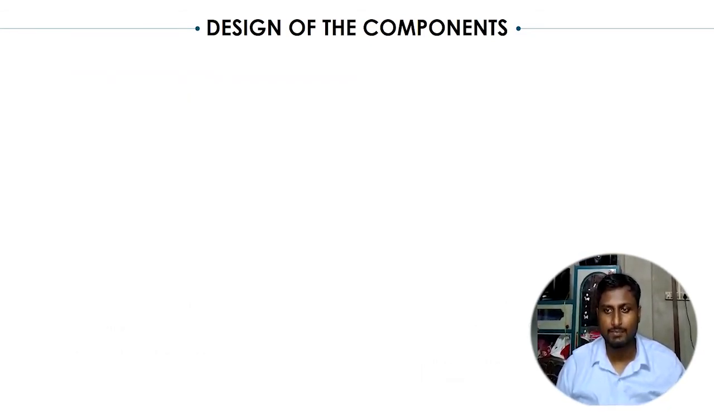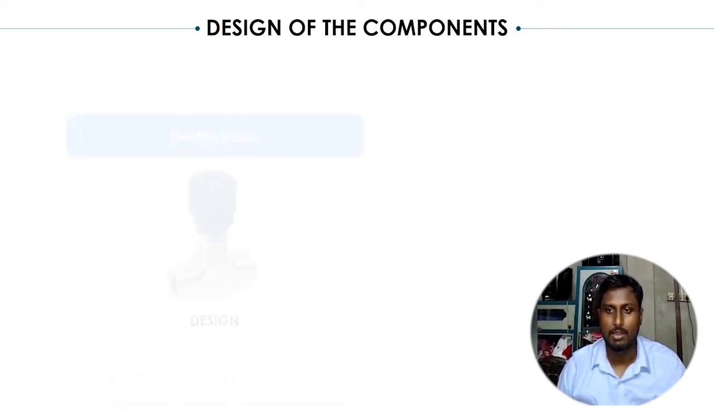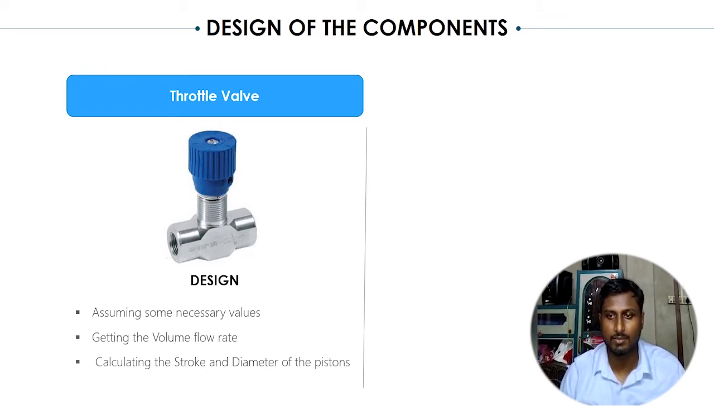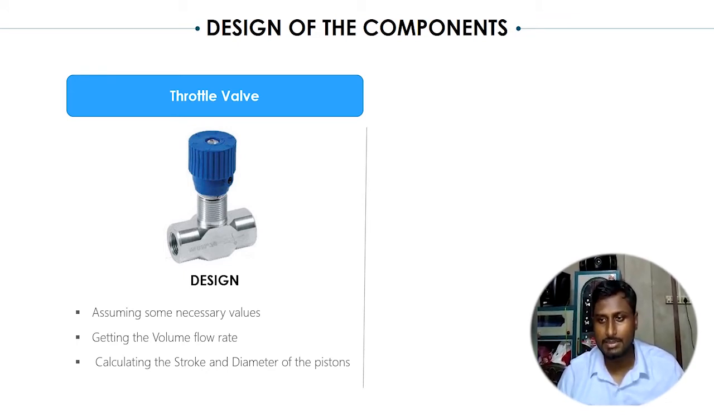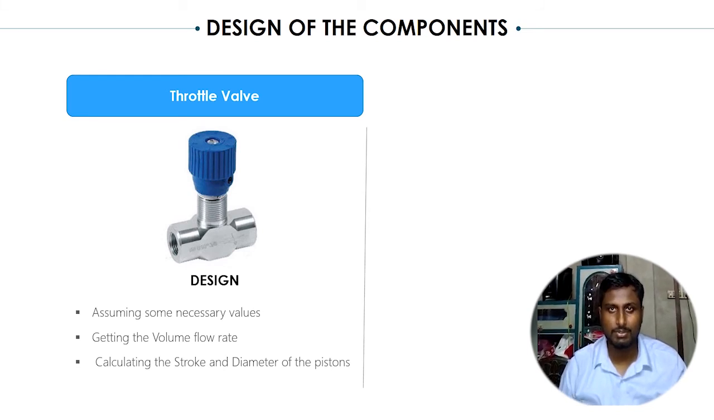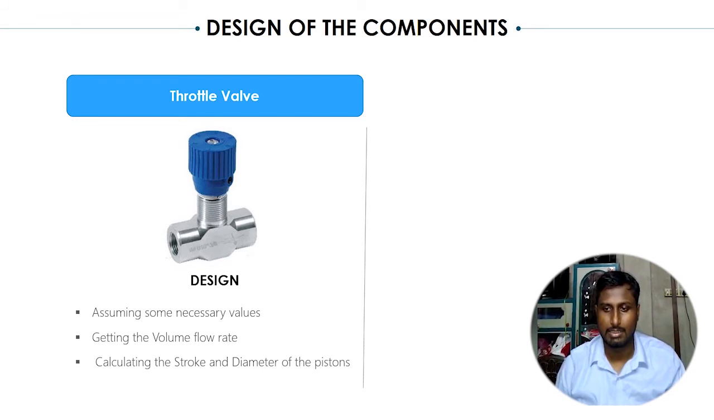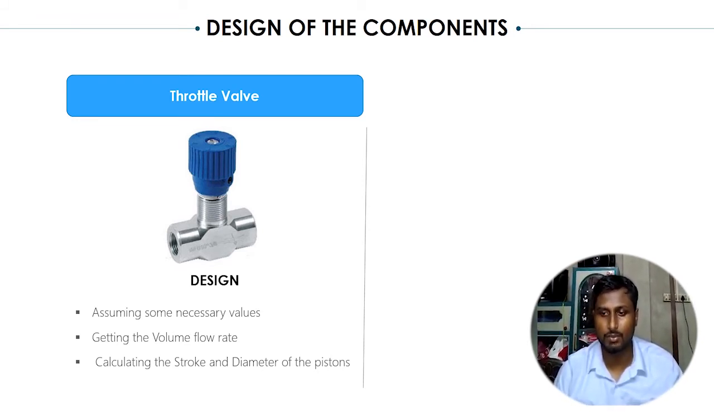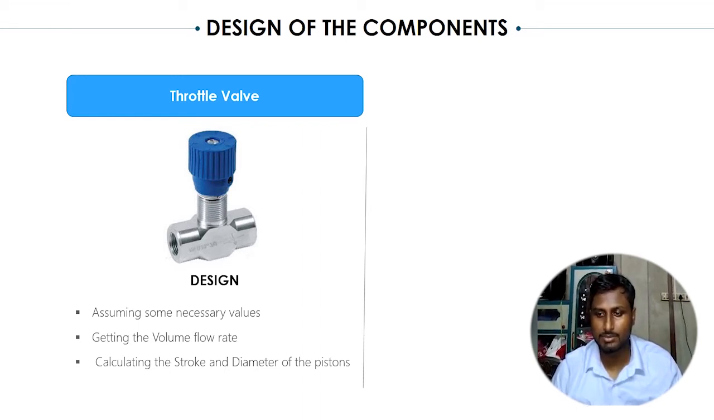My first component is throttle valve. What is throttle valve? A throttle valve is designed to regulate the supply of a fluid to an engine and operated by hand wheel, a lever, or automatically by governor pressure. And in this project, what is the work of the throttle valve? It involves assuming some necessary values, getting some values stored, calculating the stroke, and etc.